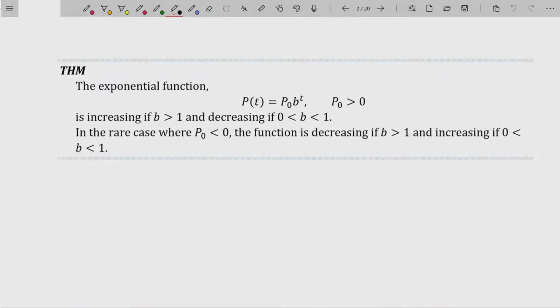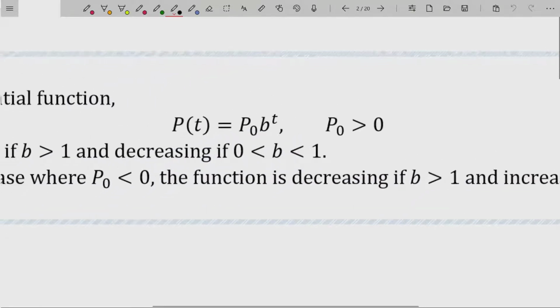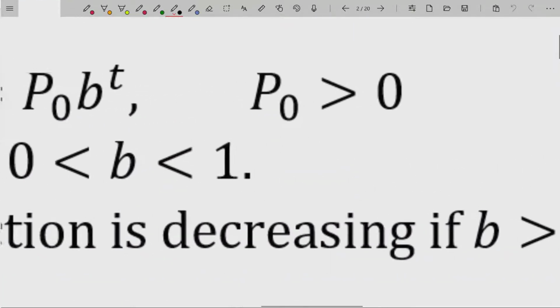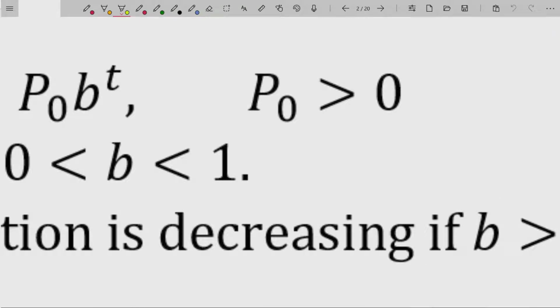So continuing forward with our review of exponential functions, there's a little theorem here. The exponential function P of t, which is P naught b to the t, where P naught, in this case, we're forcing P naught to be positive. Now, this is something that normally you would not see in a textbook.